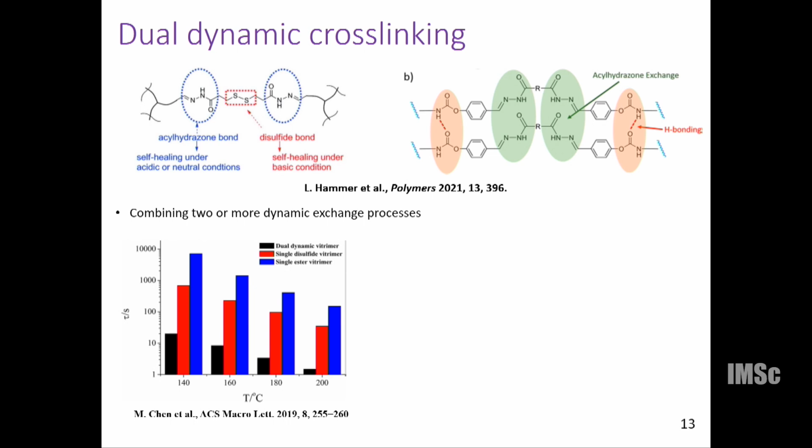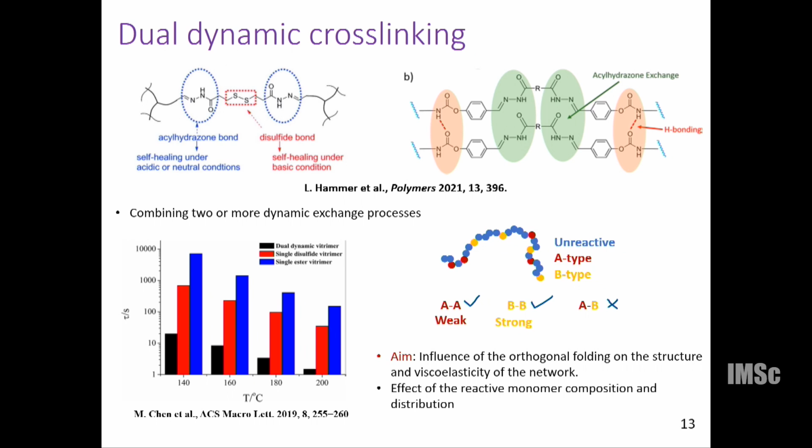What is the advantage of having such a cross-linking? This is an experimental work where they look at the stress relaxation times of a disulfide vitrimer, an ester vitrimer, and a dual dynamic vitrimer, which consists of both disulfide and ester. Across various temperatures, you see that when you have a dual dynamic vitrimer, the stress relaxation times are consistently lower. So you can use this orthogonal chemistry or dual cross-linking to achieve better mechanical properties, or in other words, you can tune the viscoelasticity of the network. With that motivation, we took the chain to be of this form.